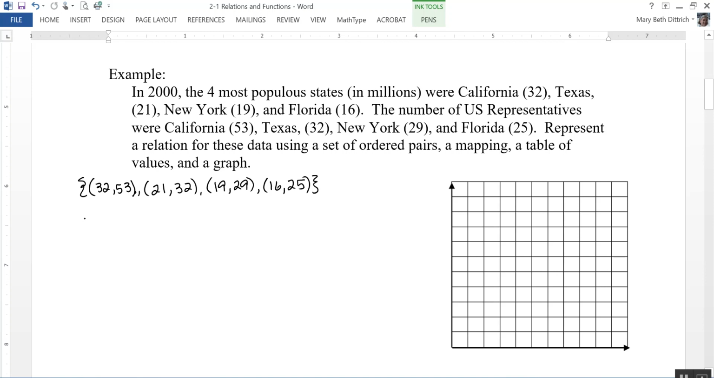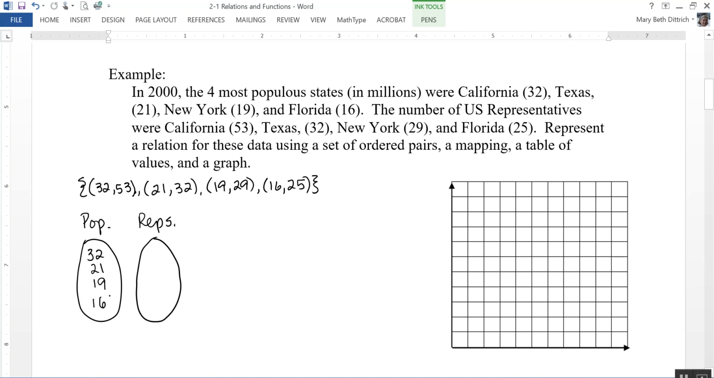To do this as a mapping, I'm going to label one of these population. I'm going to abbreviate here, and I'll draw kind of a big circular thing here. And the other I will label representatives, which I will abbreviate also, and draw a big circle there. Put the input values in here, or in other words, what I've put is my x coordinate. My output values over here, or my y coordinates. And then draw an arrow from the corresponding input to the corresponding output. Like that. And there's your mapping.